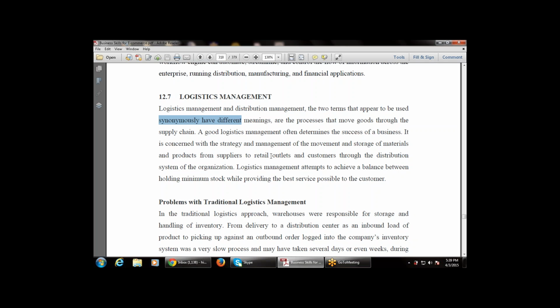The main target is to attempt to achieve a balance between holding minimum stock while providing the best service possible to the customer. Why? Because if we are holding too much stock, there will be excess in the warehouse, or the goods will become outdated. So the main focus is holding the minimum stock while providing the best possible service to the customer.